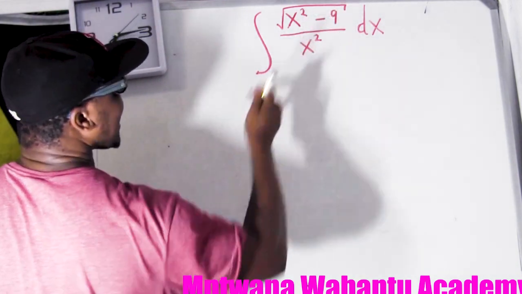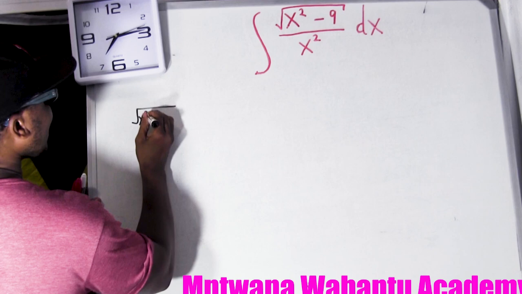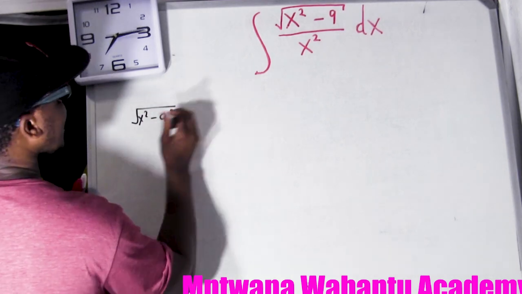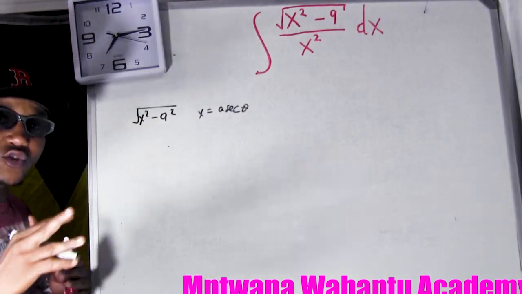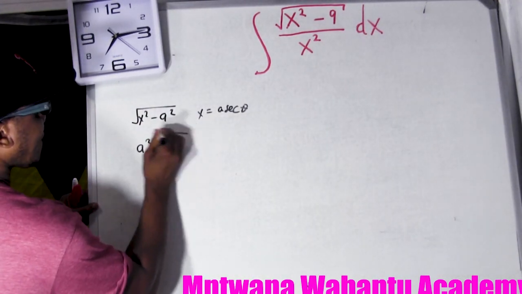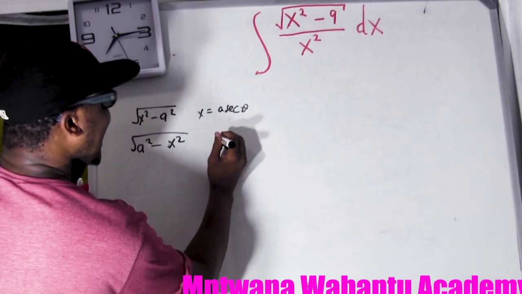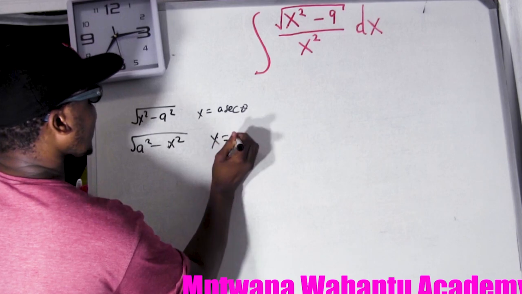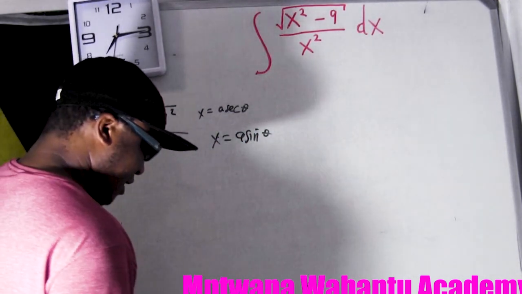This is a sec substitution. How do you know? When you have a root and an x squared minus a squared, this is sec. So you let x equal a sec angle. I want to show you so you can understand. But if it starts with a squared minus x squared, then this is sine substitution. So you say x equals a sine of angle, okay?